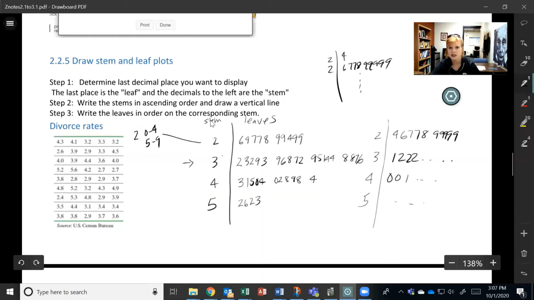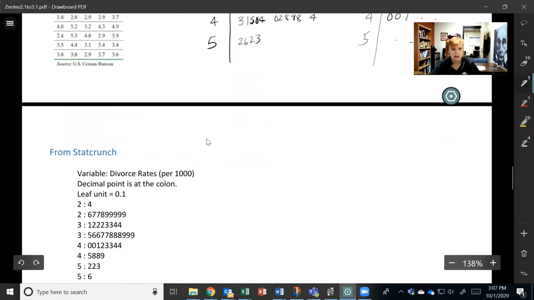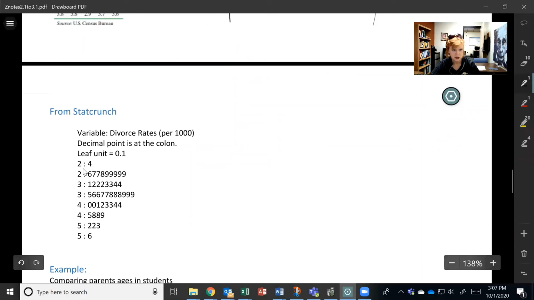Now I did this in Statcrunch, so you can also do this in Statcrunch, and it gives me this. It automatically split those up. Half of the 2s go on the top row, meaning everything from 2.0 to 2.4 out of 1,000 goes on the first row, and everything 2.5 to 2.9 goes on the second row. So you can see now this actually looks more like that histogram.